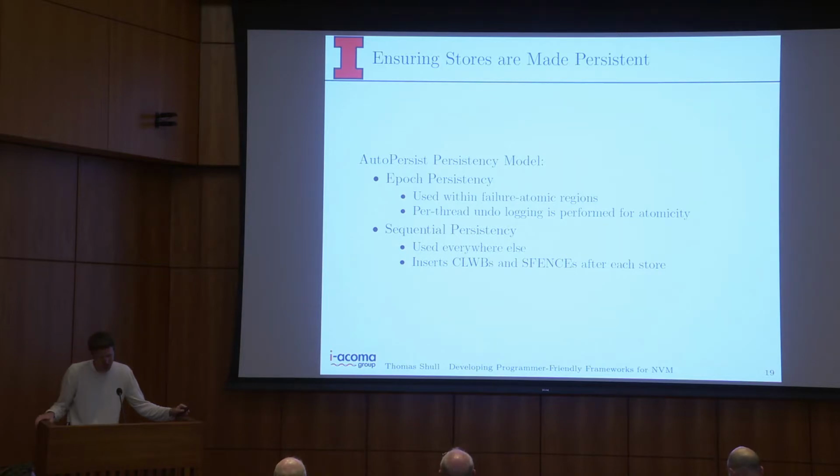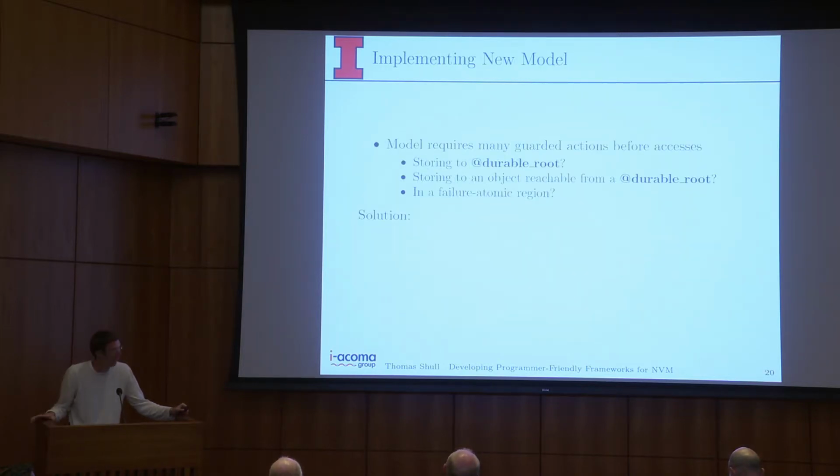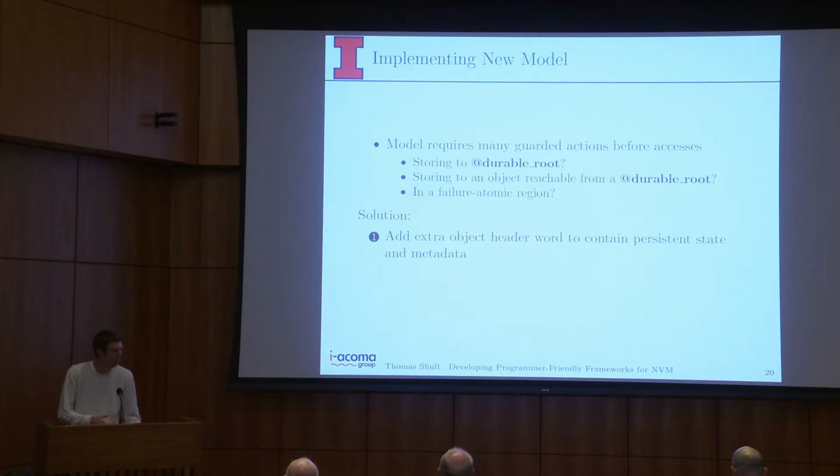As I said, in this model we have to do a lot of guarded actions and extra checks in some situations. For instance, we have to check if you're storing to a durable root, or an object reachable from a durable root, and if you're in a failure atomic region you have to do some type of logging. To do all these different actions within our runtime, we have to add an extra object header word to each Java object to contain some persistent state and also a forwarding pointer in case we've moved an object.